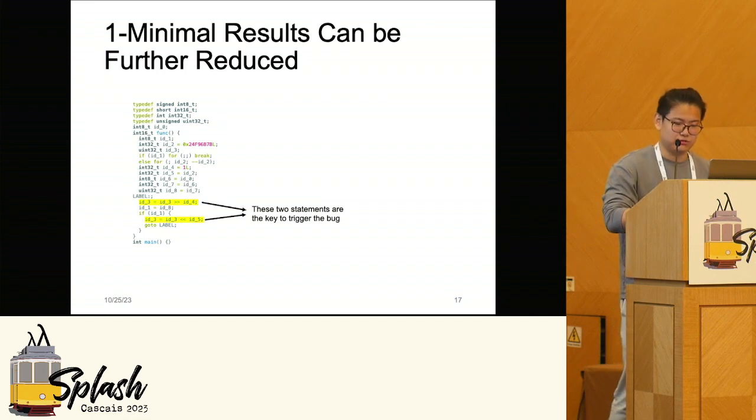Here is a real-world example. This program on this slide actually can trigger a bug in LLVM. And these two statements that have the shift operations are the key to trigger this bug. And this program is the reduced version output by Perses. So it is 1-minimal. However, we will see that there are still many reduction opportunities in such a reduced program.